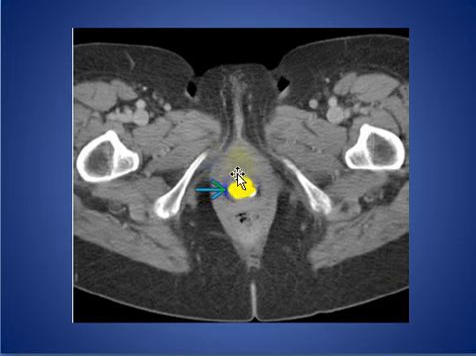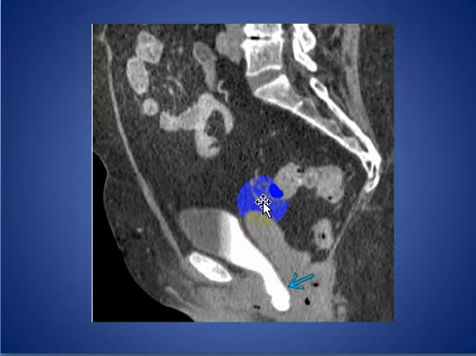As we see here, the axial non-contrast CT scan shows a rounded lesion at the level of the vaginal introitus that is filled with contrast. The sagittal CT scan shows that it is a cystocele and it is below the pubococcygeal line.